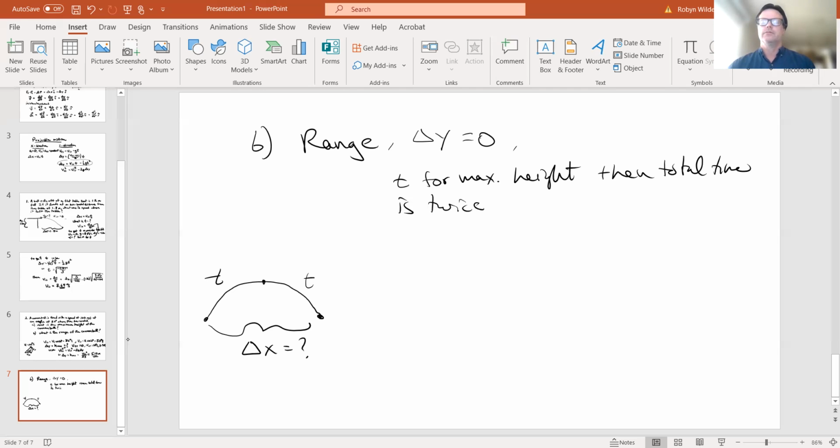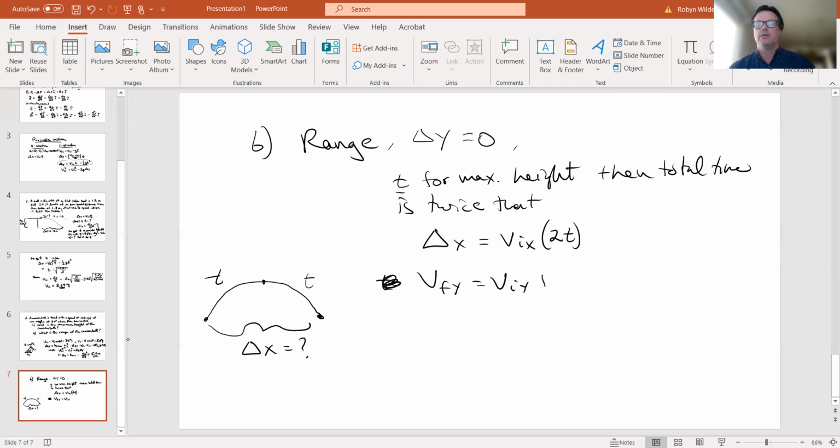So my goal is to get this time for the maximum height. And then if I want my delta x, it's the initial x component of speed times that total time, right? So to get the time for the maximum height, well, again, my final velocity is 0. I'm going through this one a little quickly, but hopefully you see it's just an extension of the previous part A problem.